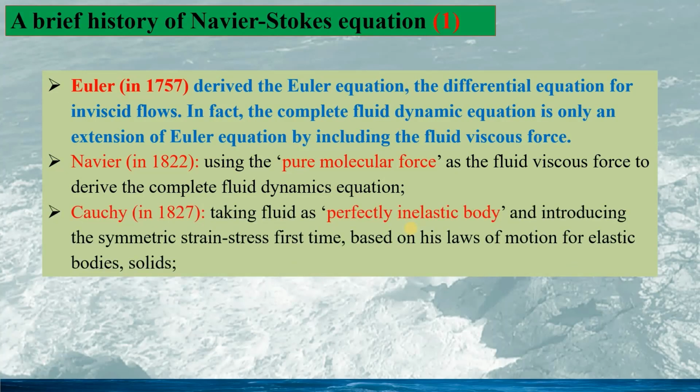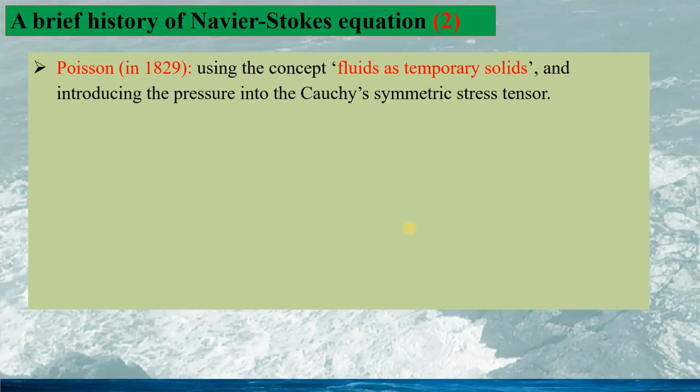In 1827, Cauchy took the fluid as a perfectly elastic body, introducing the symmetric stress tensor for the first time, which was based on his laws of motion for elastic bodies, the solids. Then in 1829, Poisson used the concept of fluids as temporary solids, and he also introduced the pressure into Cauchy's symmetric stress tensor.